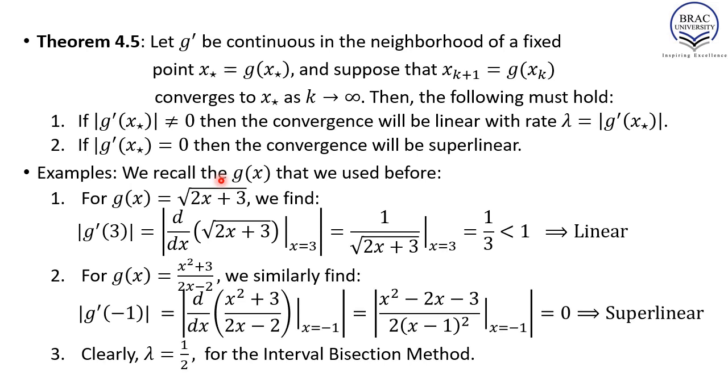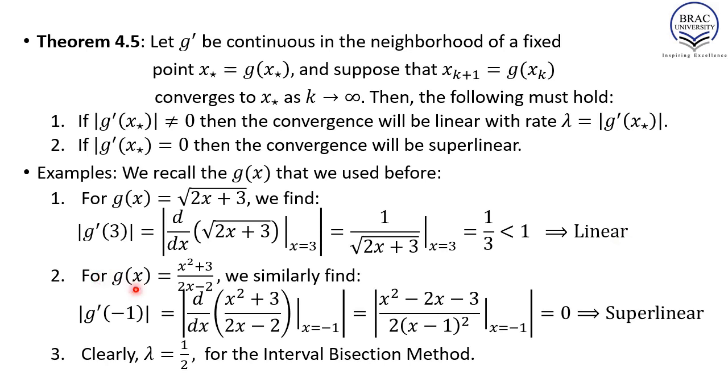Examples. Let's recall from the last lecture the functions g of x that we used before. For g of x equal to the square root of 2x plus 3, we compute lambda here: take the derivative and put x equal to 3, which is x star. It is pretty simple algebra, and it equals 1/3, which is less than 1.